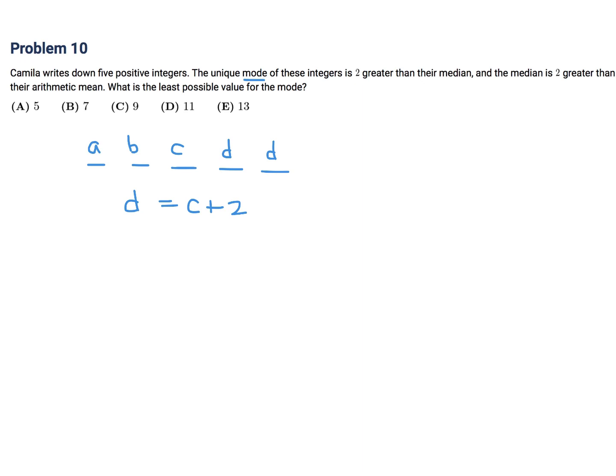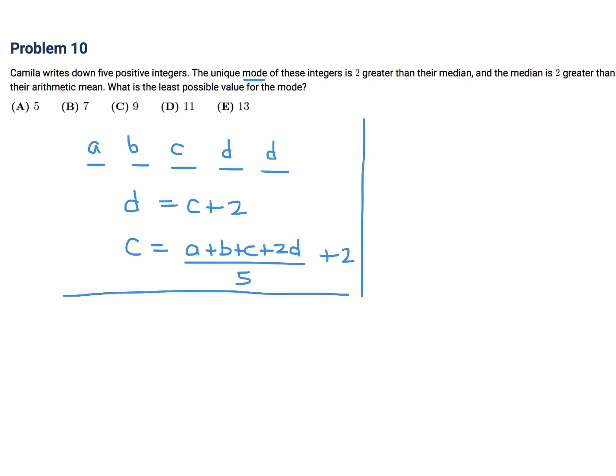And then they tell me that the median is 2 greater than the mean. So the median is c, and the mean is just the average. So that's a plus b plus c plus 2d all over 5. And the median is 2 greater than that, so plus 2. All right, so that's pretty much the setup.